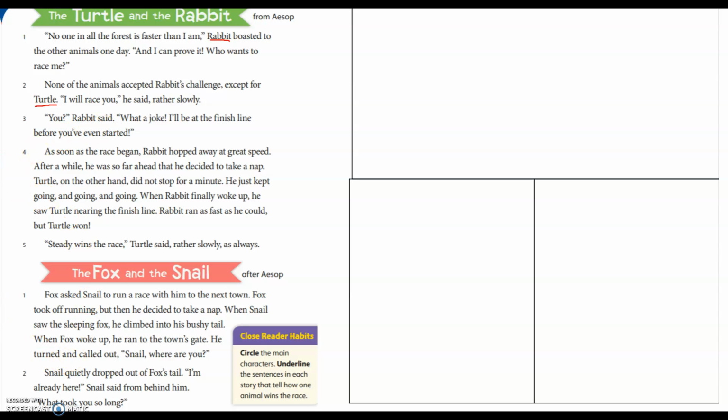Now let's look at the fox and the snail. Fox asked Snail to run a race with him to the next town. Fox took off running, but then he decided to take a nap.